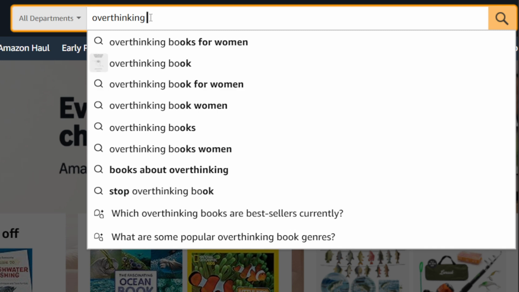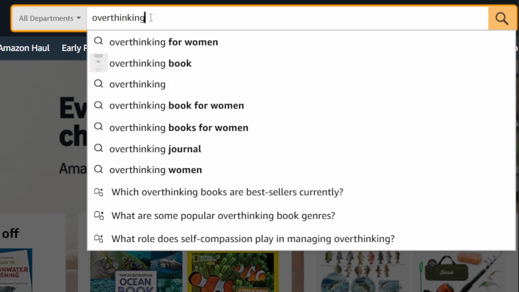Now, what does high demand and low competition really mean in the world of KDP? Basically, we're looking for keywords that lots of people are searching for, but not too many publishers are using. High demand implies there's an audience eager to buy books like yours. Low competition suggests your book has a strong chance to appear in search results when someone uses that keyword.